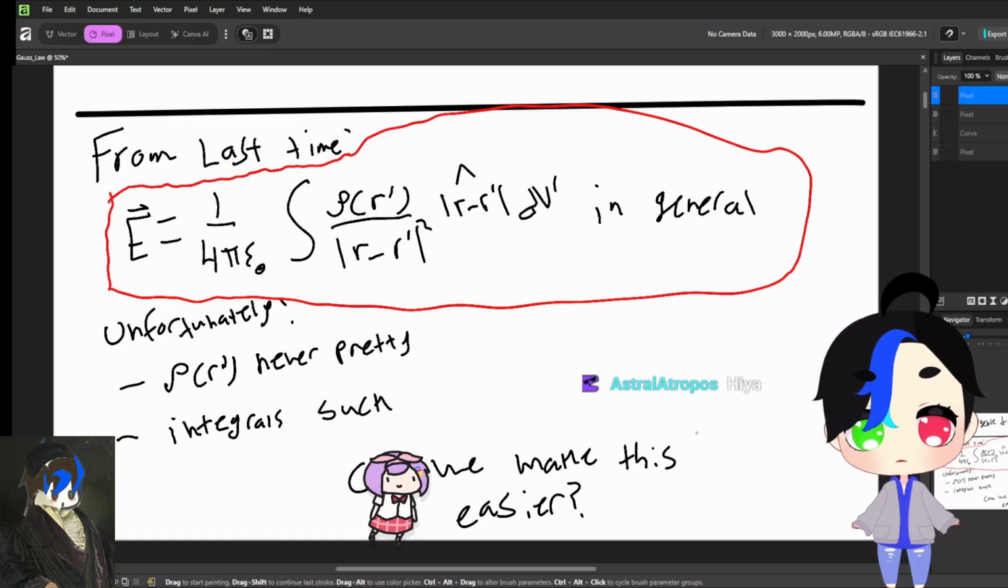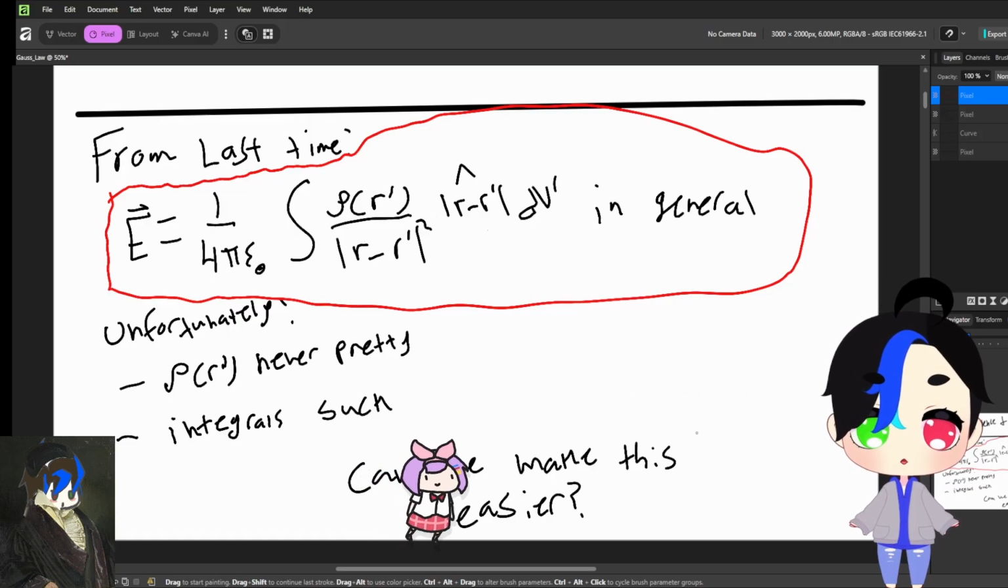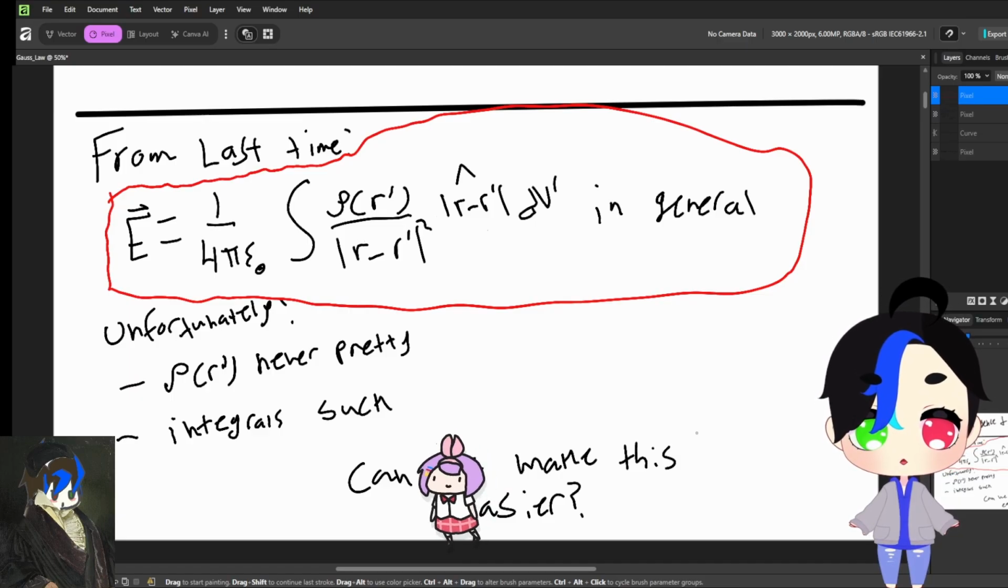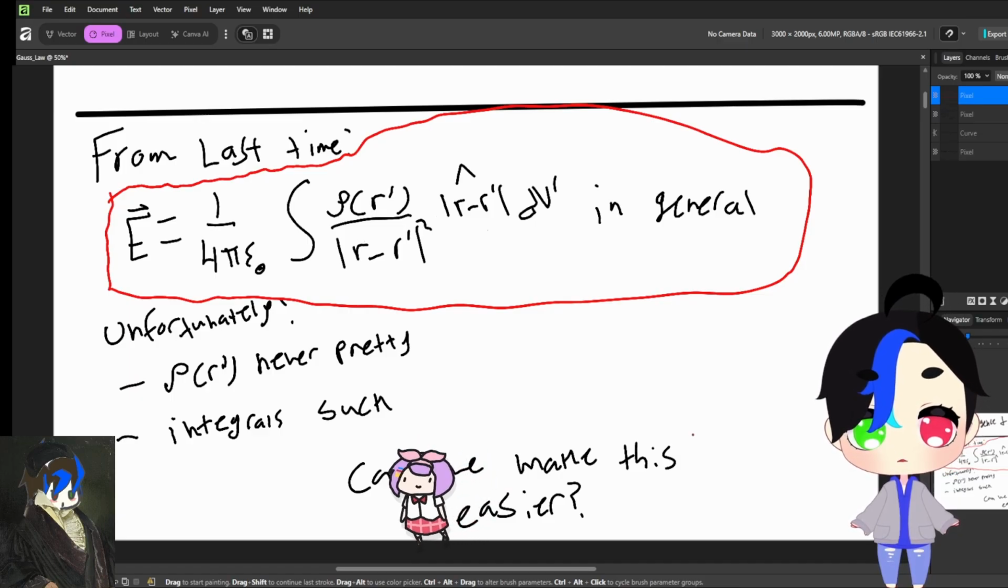So like physicists, we're lazy. We don't want to actually do any math. So we have this way to calculate the electric field, but it requires us to solve an annoying integral, which leads us to the question, is there any way we can make this easier on ourselves?